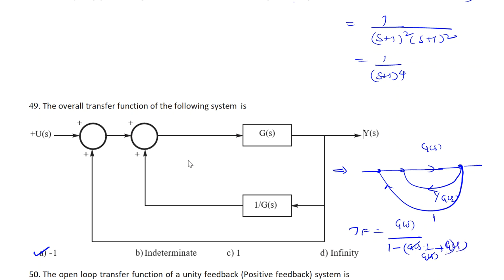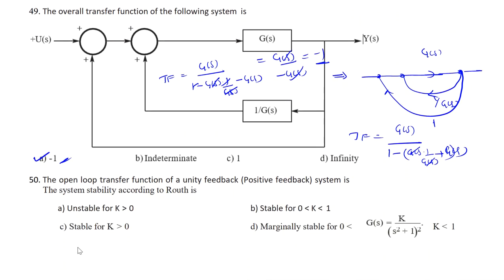Now the transfer function I'll write here is equal to G(s) divided by 1 minus G(s) into 1/G(s) minus G(s). So G(s) gets cancelled, 1 minus 1 is cancelled here. So finally we have G(s) divided by minus G(s). That gets cancelled, and we get minus 1. So minus 1 is the right answer for this question. Okay, we'll move to the next question here.